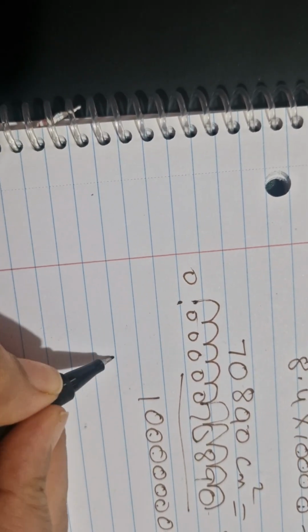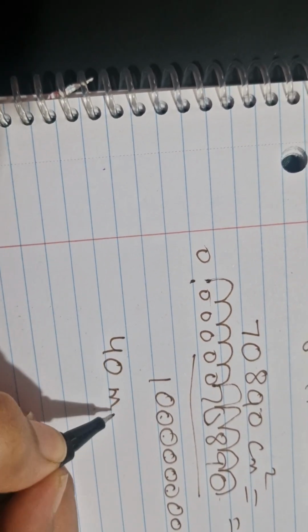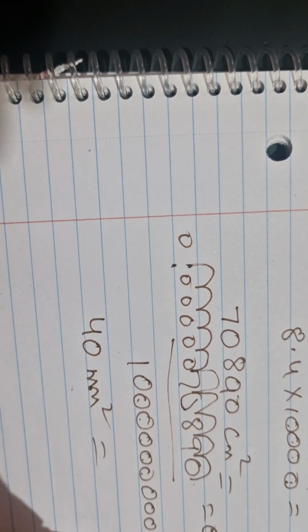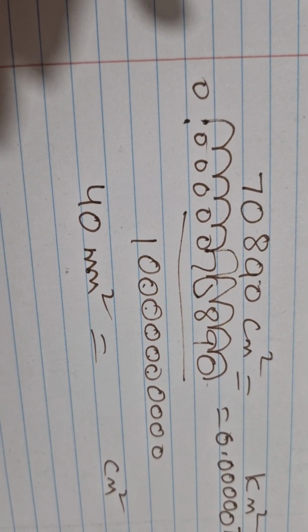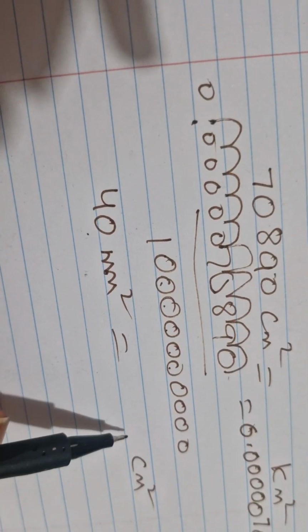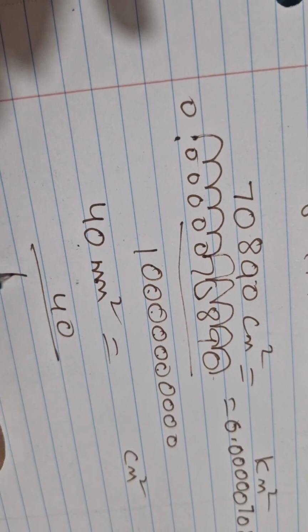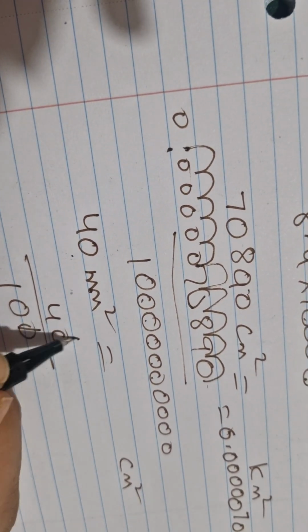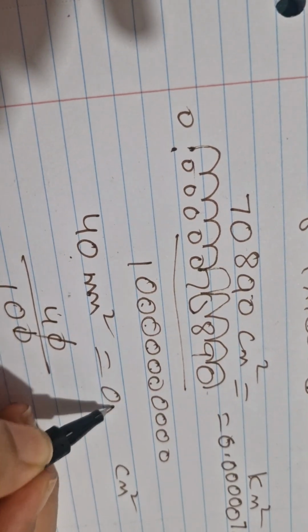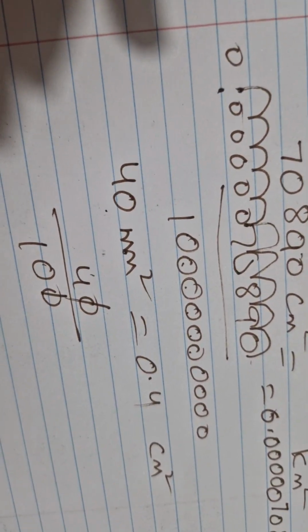If I say 40 mm square, how many cm square? Now children, you know 1 cm is 10 mm. So 1 centimeter square will be 100 mm, 10 times 10, 100. And now here we are converting from smaller to bigger, so you will divide by 100. This 0 cancels out. 4 divided by 10 is 0.4.